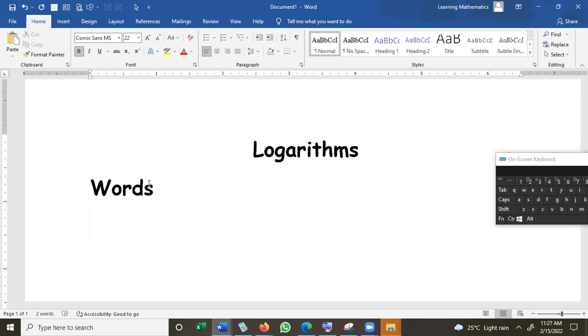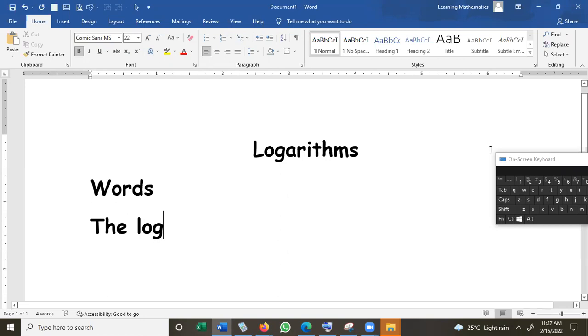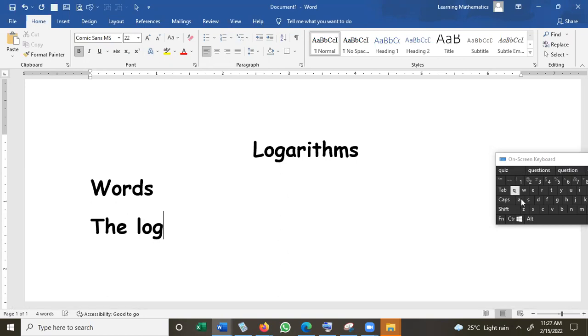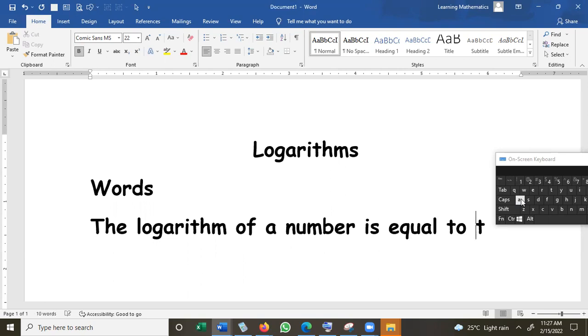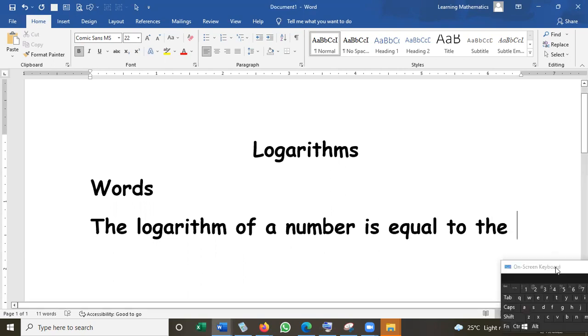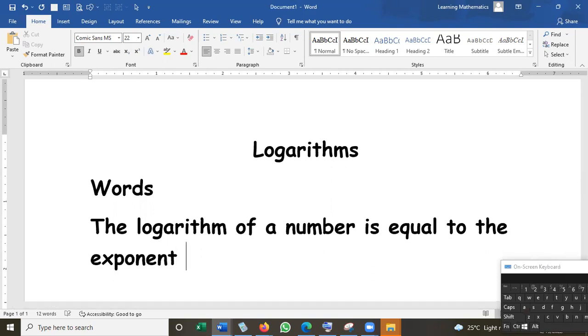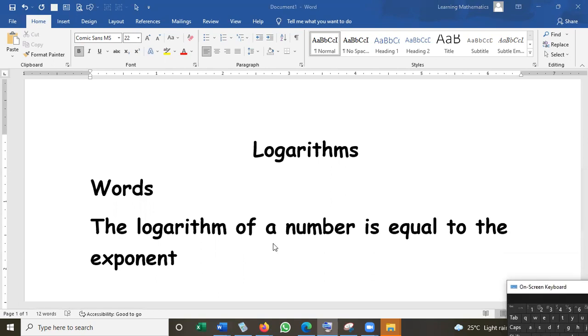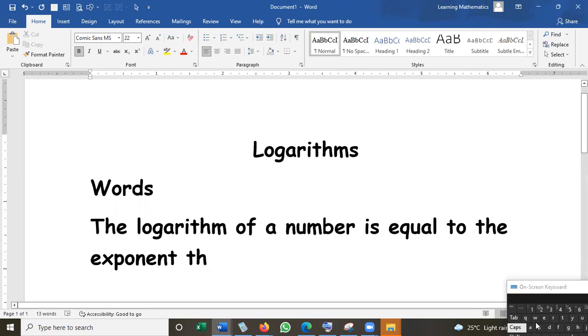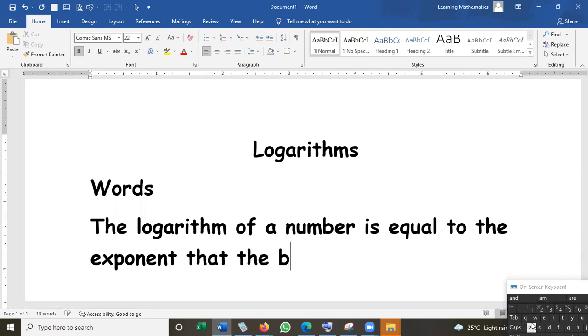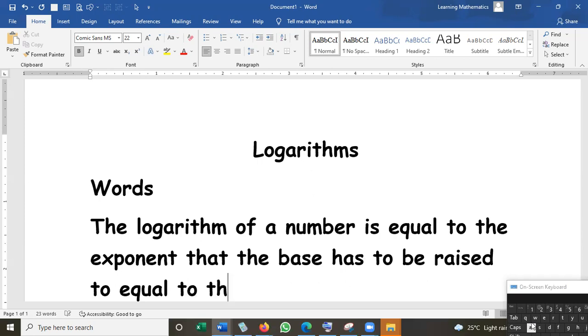you can say the logarithm of a number is equal to the exponent that base has to be raised to equal to that number. Now these are words, right?